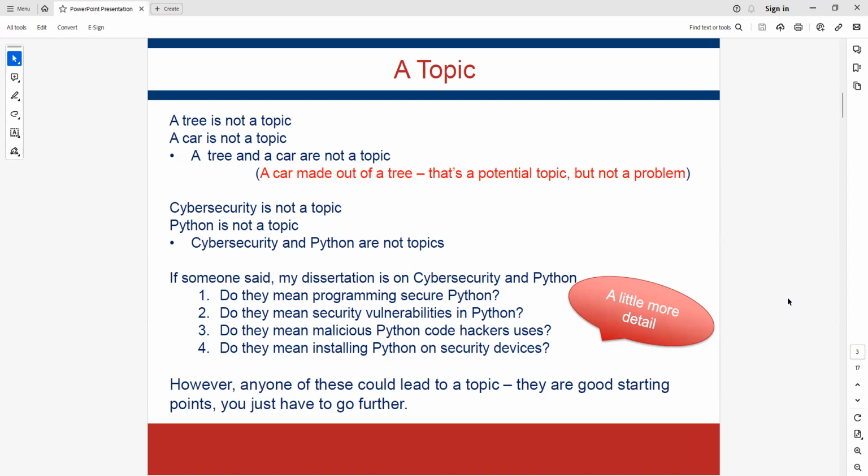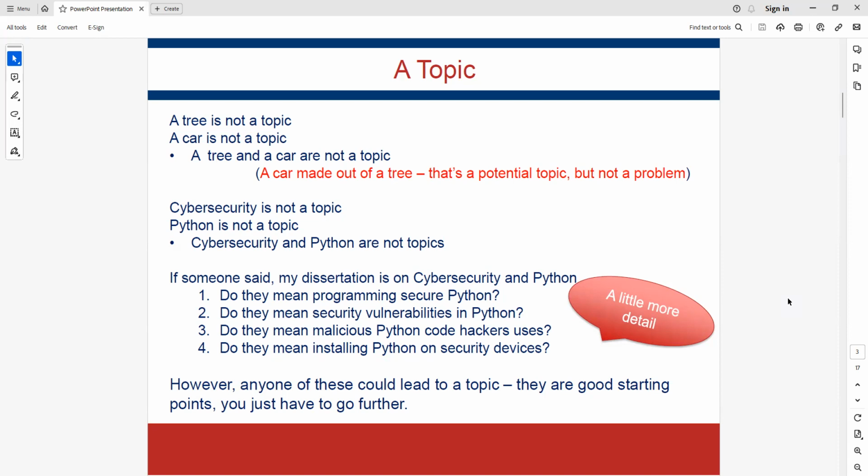A tree is not a topic. A car is not a topic. A tree and a car are not topics. What about a car made out of a tree? Well, it's a potential topic, may not be a problem. And later on, we will see that topics can have many problems, but most of the problems are not researchable. They're just not that interesting.